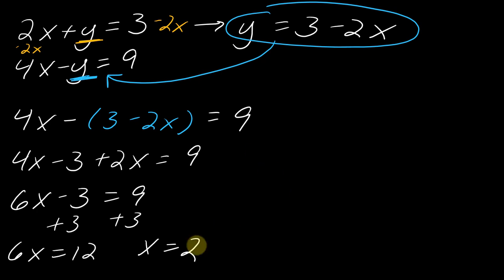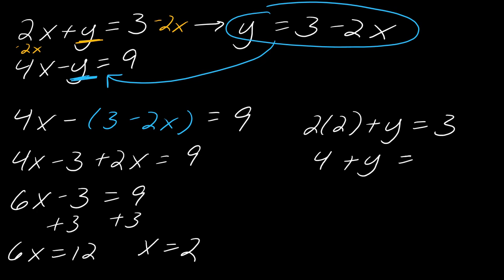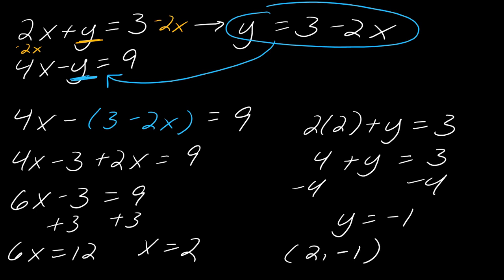So after you solve this for one variable, you plug this back into either equation to solve for the other one. It doesn't matter which one you plug it into. So I'm going to plug it into the first one. So this is going to become 2 times 2 plus y equals 3. So this is 4 plus y equals 3. And we can subtract this off to get y equals -1. So my solution in this case would be the xy coordinates, so it's going to be (2, -1).